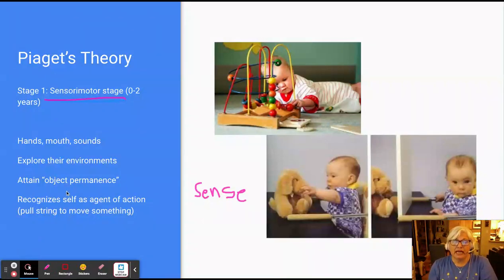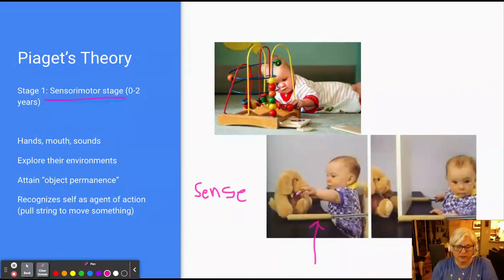Towards the end of this stage, something occurs called object permanence. They attain it. In this picture, you see this little baby looking at this cute little stuffed animal, and it loves it. Well, if you put something in front of that stuffed animal, and the child has not attained object permanence, they don't think the object is there anymore. They think it's gone, so they don't look for it. They're not trying to look around the thing. But as they get older, they start to realize, wait, it is still in there, and their visual acuity is set to keep looking for it.